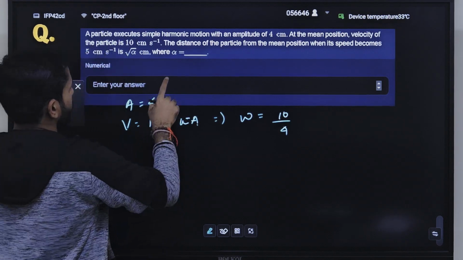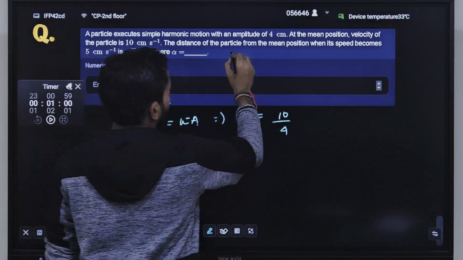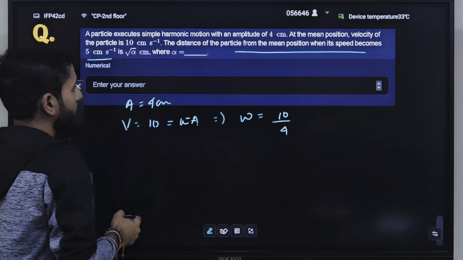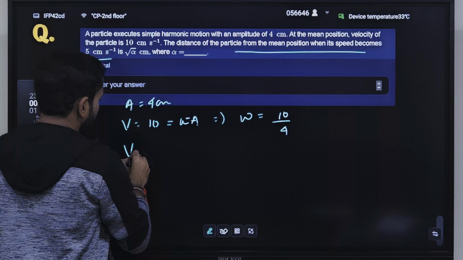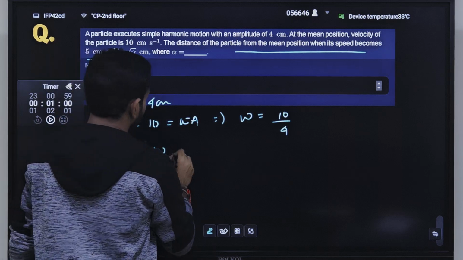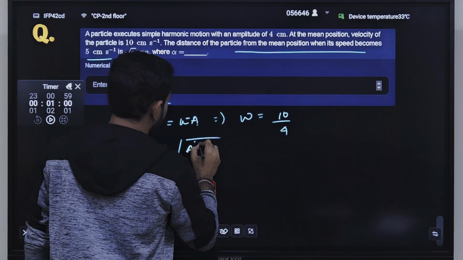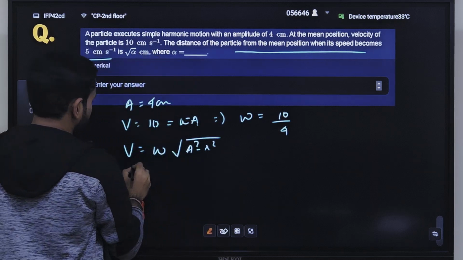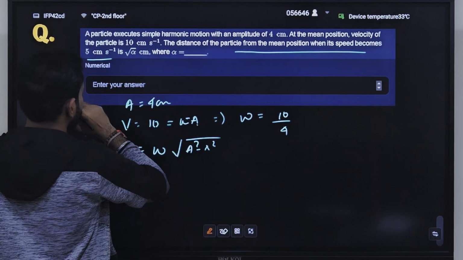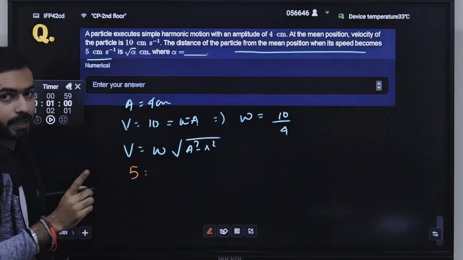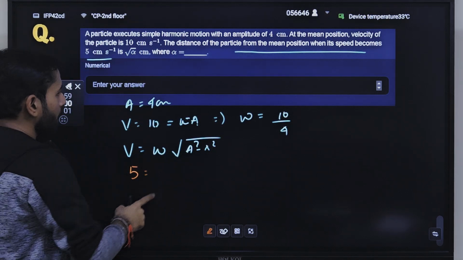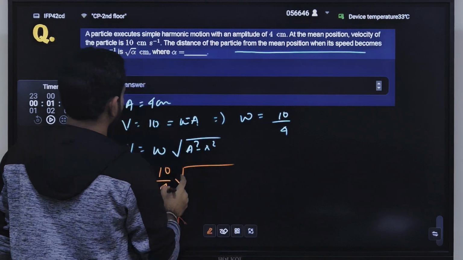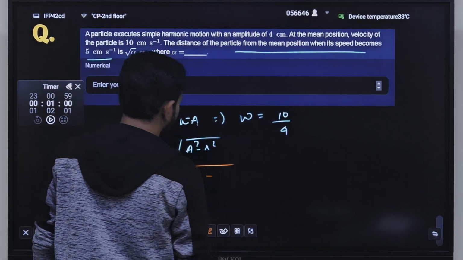Okay. Let's read the question further. The distance of the particle from the mean position when the speed becomes 5 cm per second. Now, what is the formula at any general position? v is equal to omega root under A square minus x square. Now put the values. What is the velocity? 5 centimeter per second. Standard units are not required, but always be careful in putting the units. Omega is given as 10 by 4, root under A square, amplitude is given, 16 minus x square.